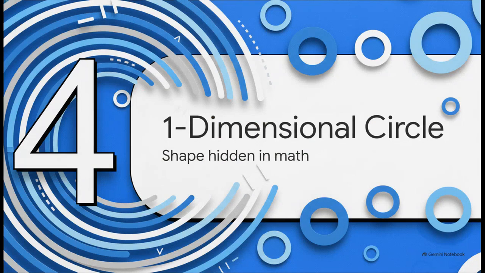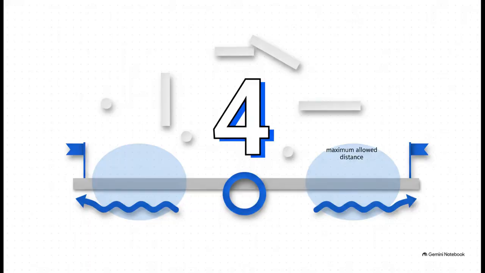Let's move to section 4, the one-dimensional circle, the shape hidden in the math. Let's look really closely at that number 4 from our last example. In that inequality, 4 was the maximum allowed distance from our center of 7. It dictated exactly how far left and how far right we were allowed to go.